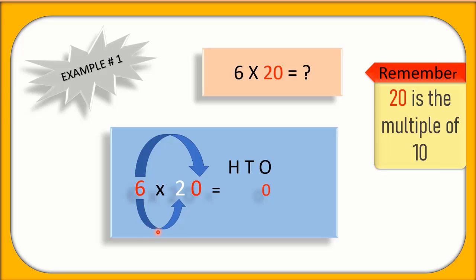Okay? When you multiply 6 by 2, then you will get the answer 6 2s are 12. And you will write here 0 at 1's place, 2 at 10's place and 1 at 100 place. Okay? So what is the answer when you will multiply 6 by 20? 120.